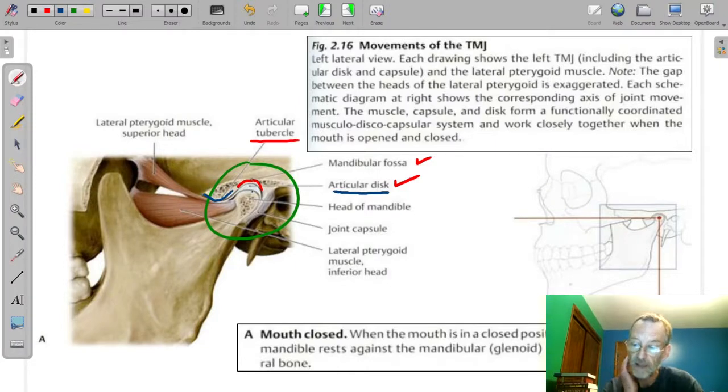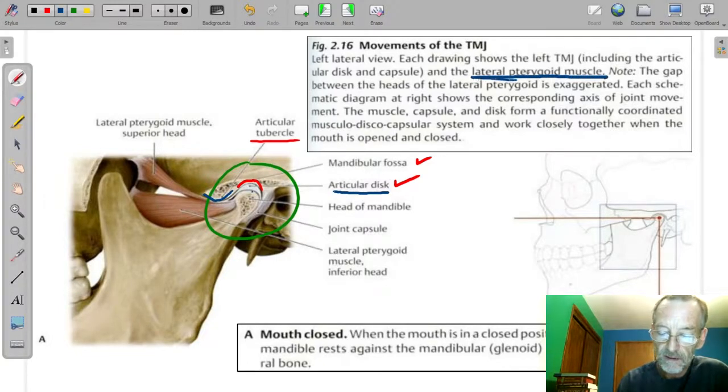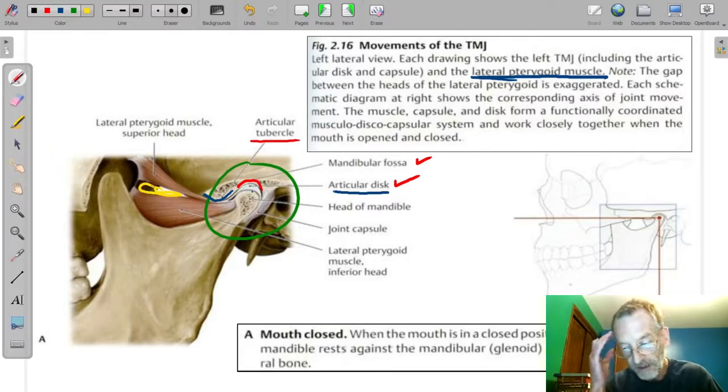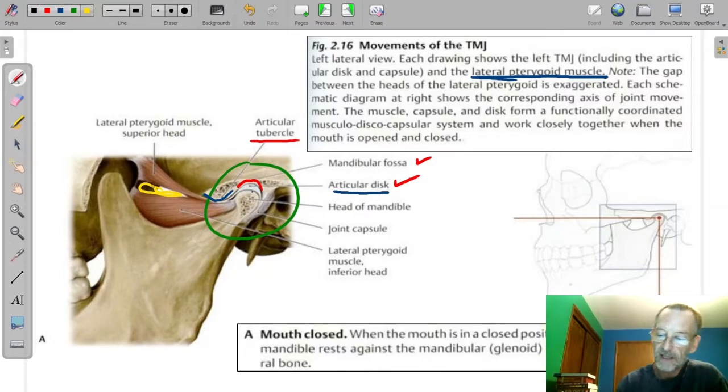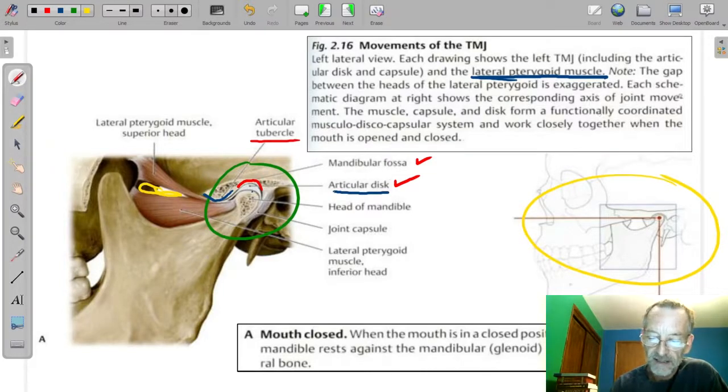It's important. So, I'll just try to summarize it as we go through. It's obviously a picture of the TMJ, and it's showing the lateral pterygoid muscles relevant to this description. And then there's a note about the gap between the heads. They're talking about this gap, which is exaggerated for the sake of illustration and explanation. And then it says each schematic drawing on the right, which is over here, shows a corresponding axis of joint movement.